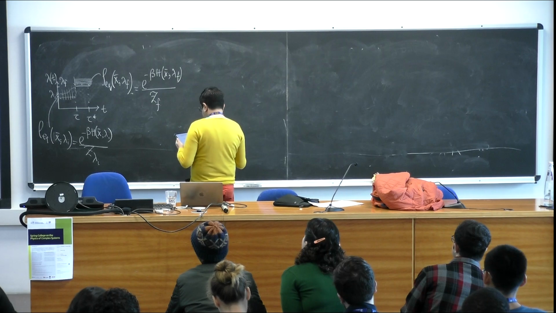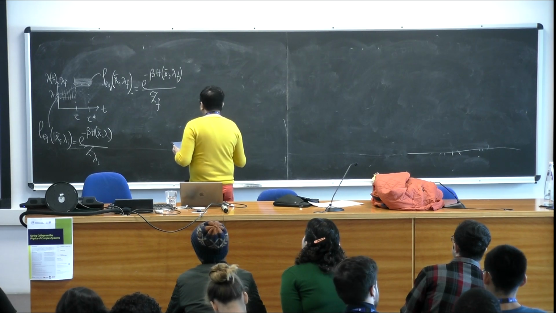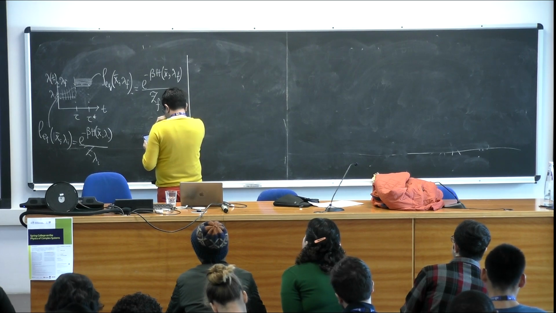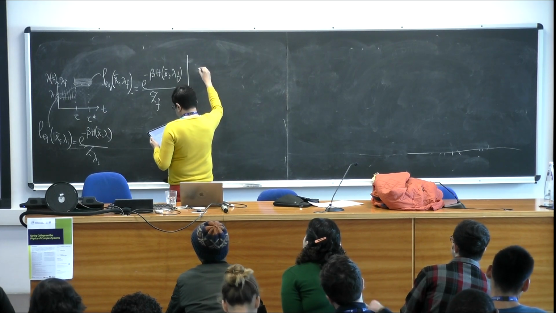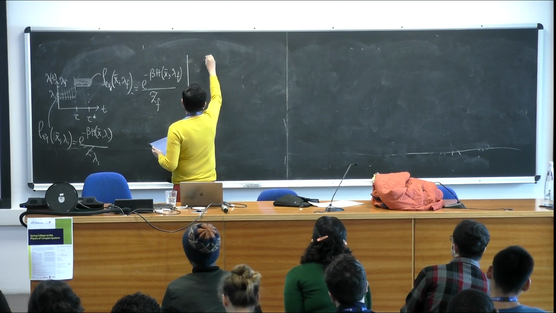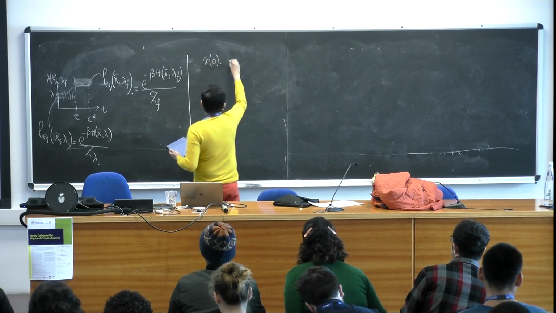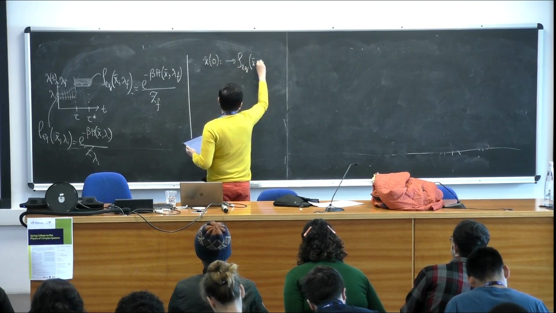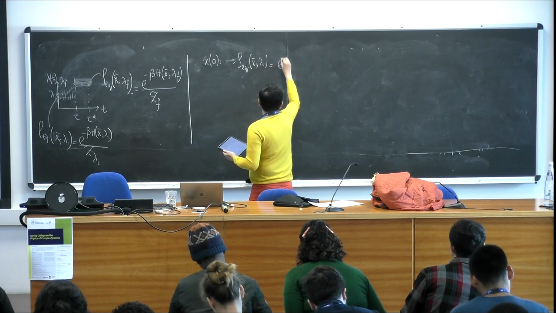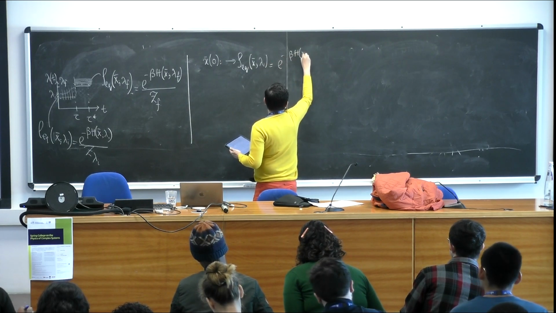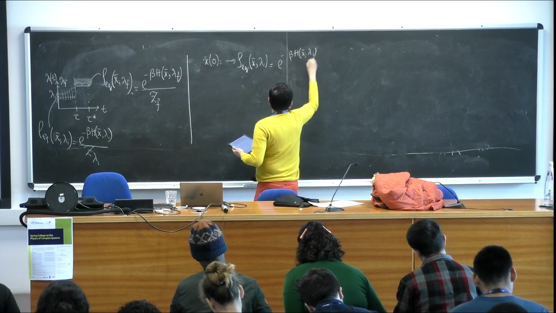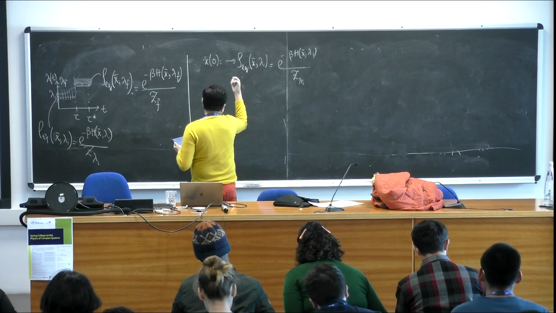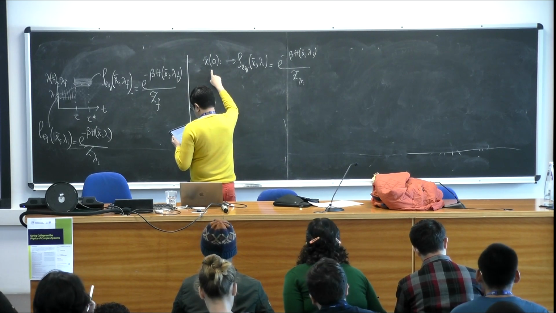Okay, so let's do it. I want to prove the Jarzynski equality. So what I do is that I start from an initial condition x0, which is taken from this distribution, rho equilibrium of x, lambda I, equal to e to the minus beta H of x, lambda I, divided by Z of lambda I. This is the particular initial condition that I have prepared my system in.